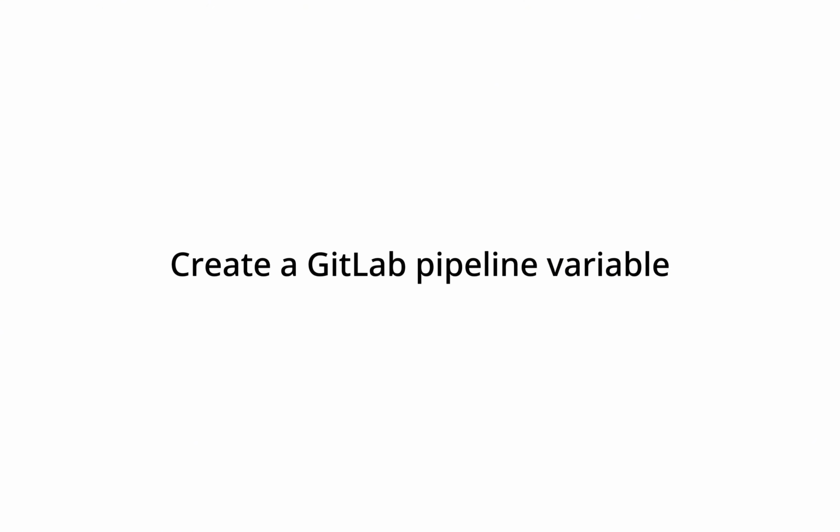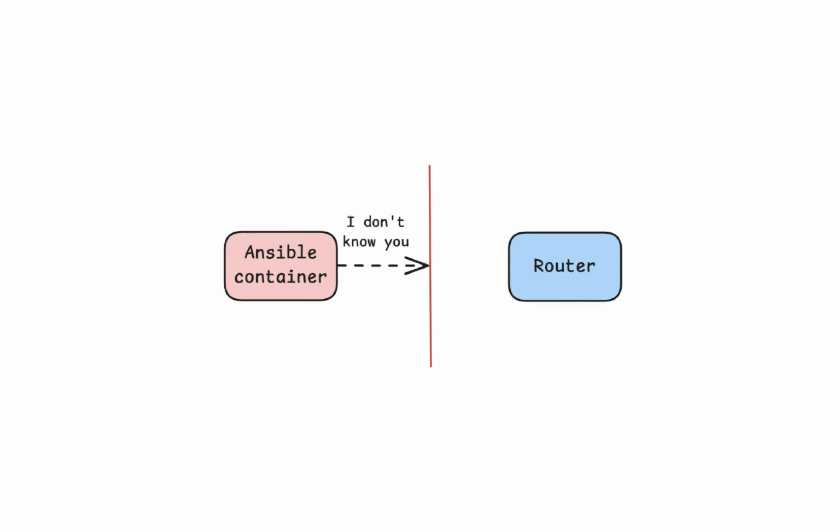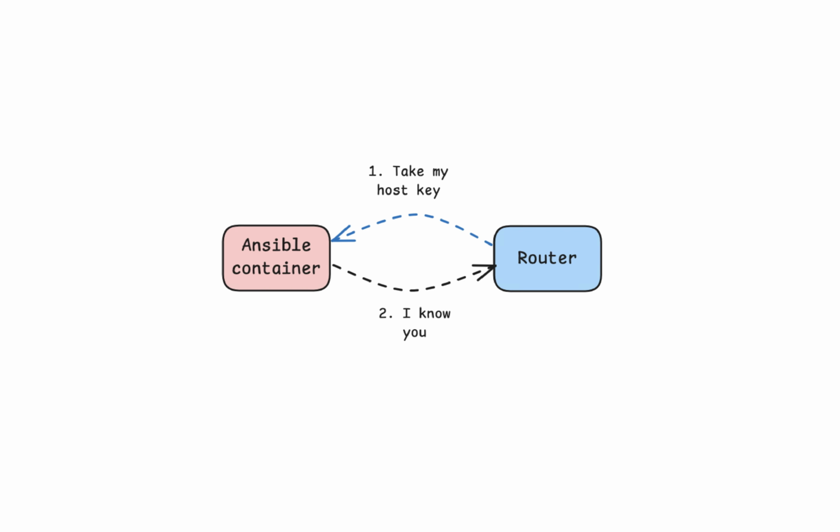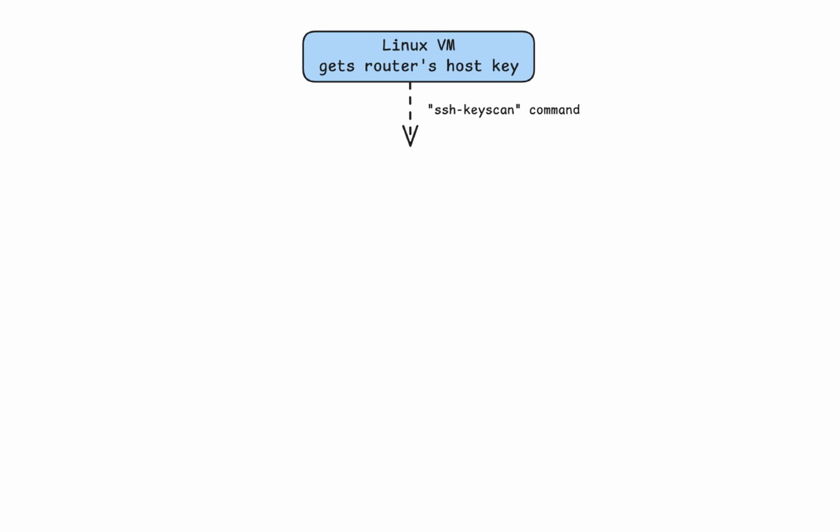So the first task we're going to do is create a GitLab pipeline variable. Now, our Ansible control node, which is the Docker container, needs to know the router before it actually connects to it. And how would it know the router? It needs to have the router's host key saved within its default SSH directory. To do that, we can manually get the router's host key using the ssh-keyscan command, if we execute it within the Linux VM.